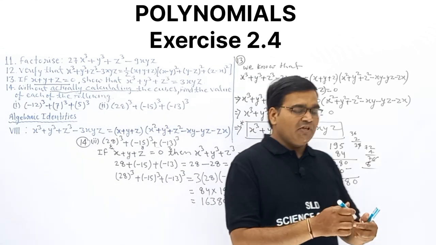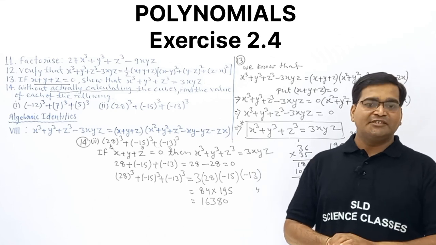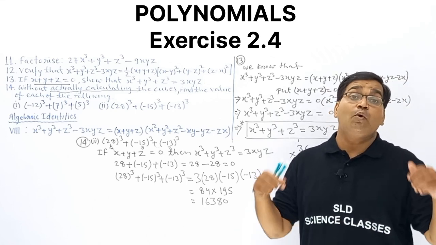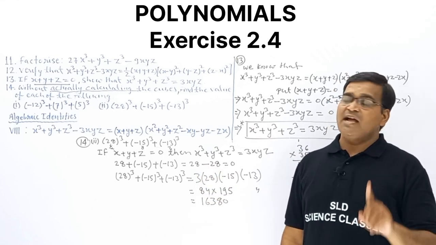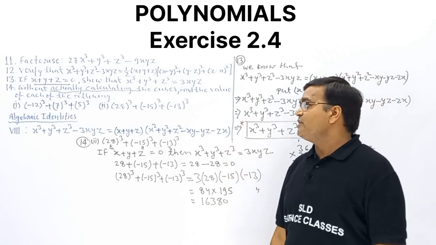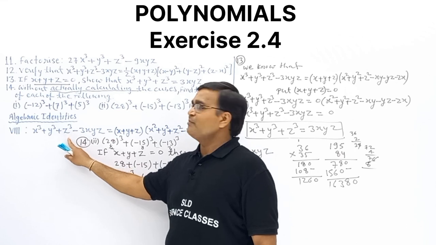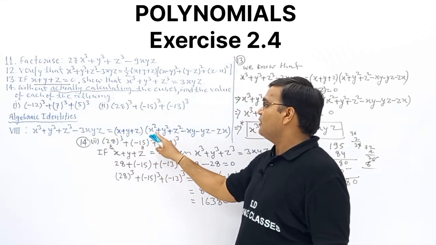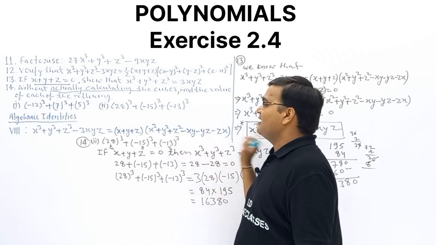So all these questions are based on the algebraic identity. The eighth one is the last algebraic identity for this exercise. We completed all the algebraic identities. So we are using algebraic identity eighth one. What is this one? x cube plus y cube plus z cube minus 3xyz can be written as x plus y plus z into x square plus y square plus z square minus xy minus yz minus zx.